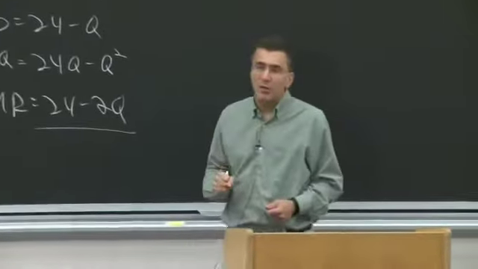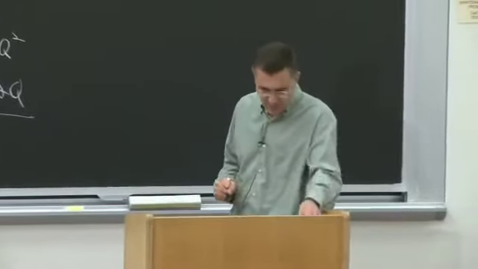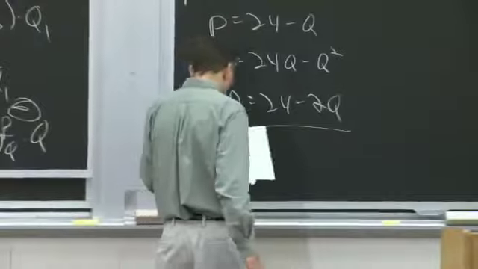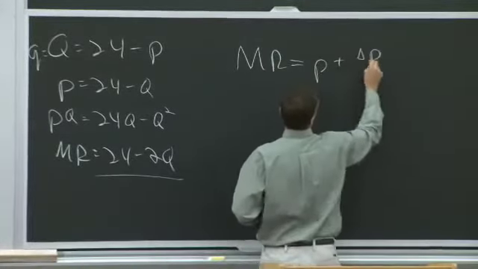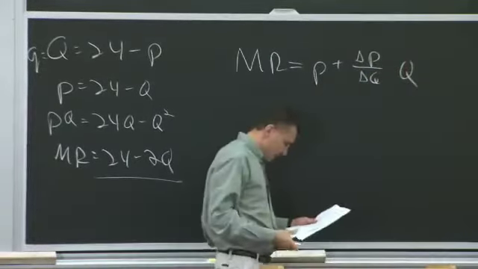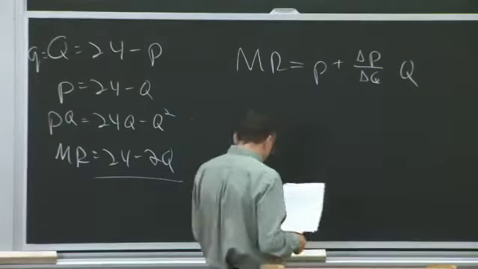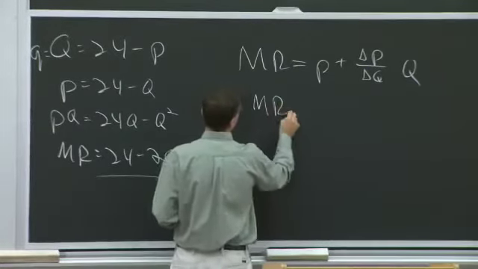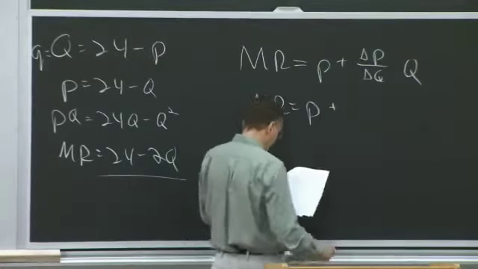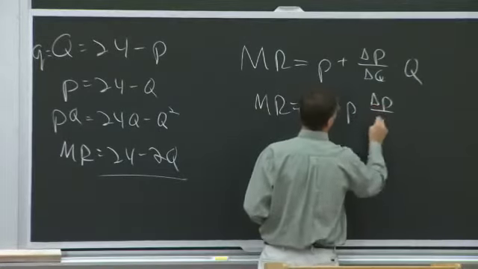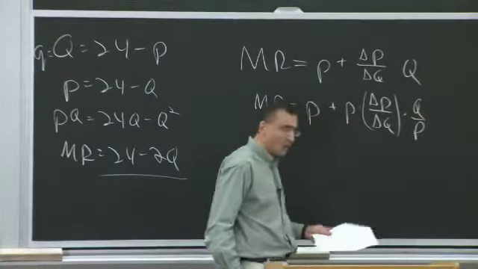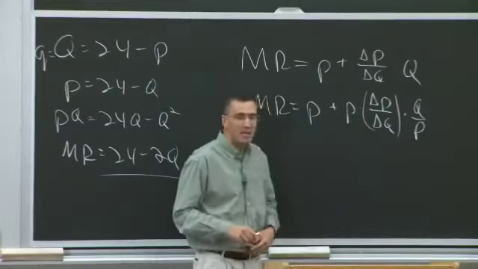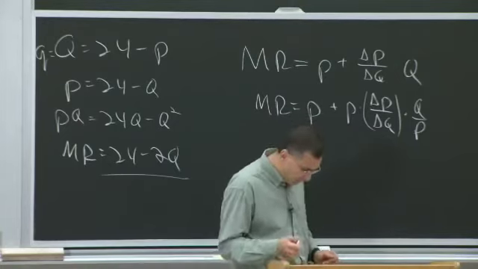Now, what I want to highlight here is this means there's a very important relationship between marginal revenue and the elasticity of demand. So let's take our marginal revenue equation and put it back in change terms. P plus delta P over delta Q times Q. And let's multiply and divide by P. So marginal revenue, you can rewrite as P plus P times delta P over delta Q times Q over P. So I just took the second term, multiplied and divided by P.